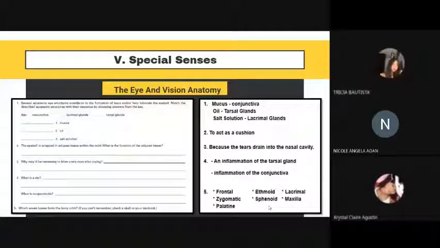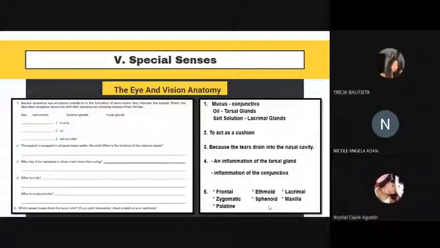Number four, what is a sty? A sty is an inflammation of the tarsal gland. Follow-up question, what is conjunctivitis? It is an inflammation of the conjunctiva.